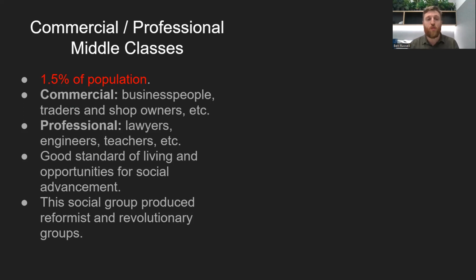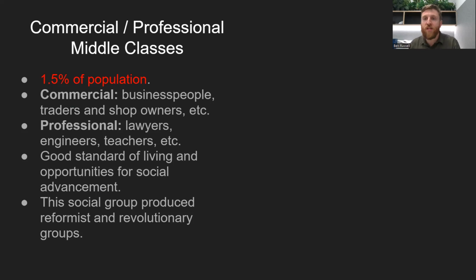This social group produced reformist and revolutionary groups such as the Union of Unions, the Union of Liberation, and later political parties such as the Cadets and the Octobrists, who we'll explore later. Within this group were those known as the intelligentsia, i.e. the educated classes in society.